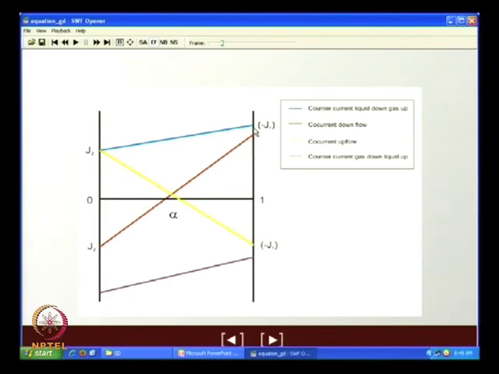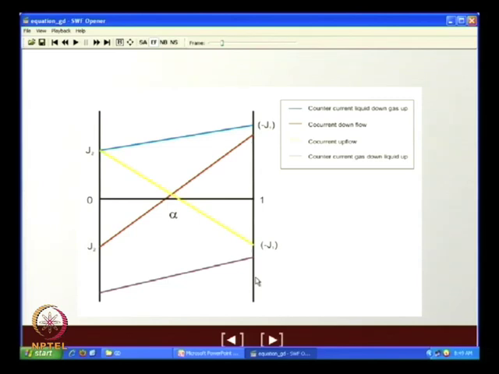Do you agree with me? Achha. Another countercurrent, gas down, liquid up. Gas down means J2 is negative, liquid up, J1 is positive, minus J1 is negative. So, therefore, this violet color line lies in the fourth quadrant. Do you get my point?